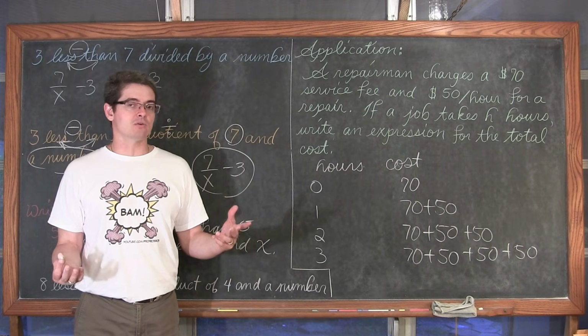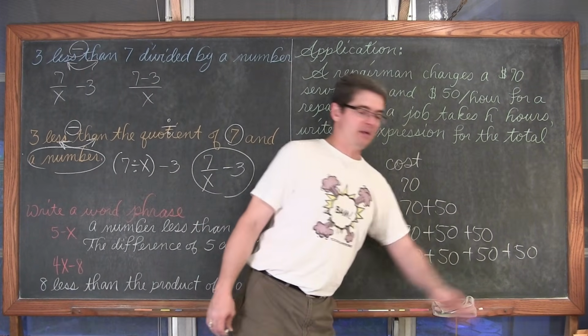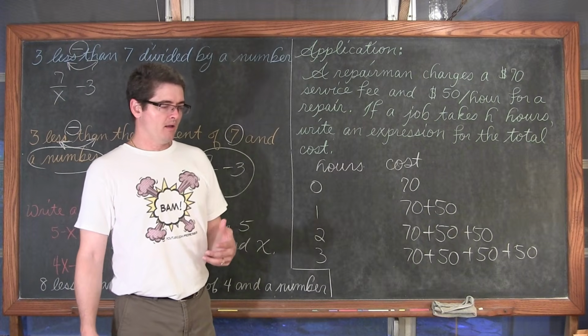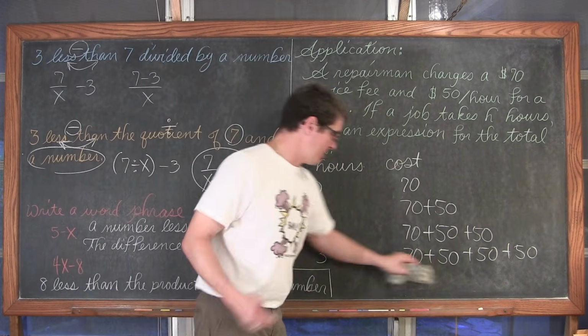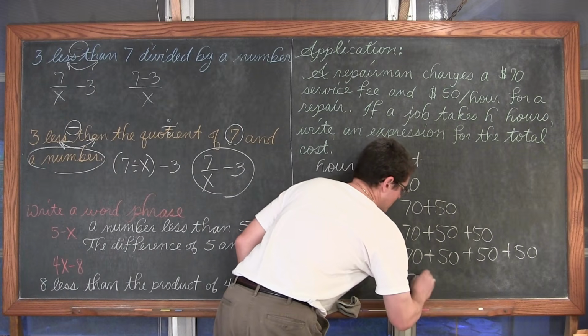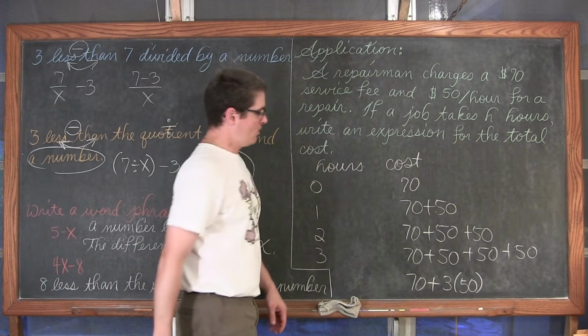Inevitably, I'm going to get the right answer. Okay, well, what did you do? Well, they were there for 3 hours, so I added 50 3 times. Well, multiplication represents repeated addition, so you really did 70 plus 3 times 50.